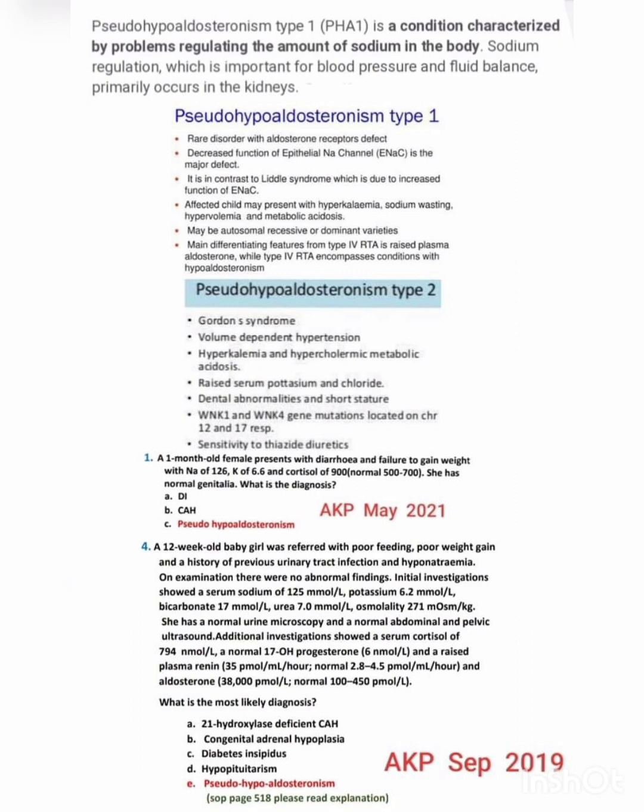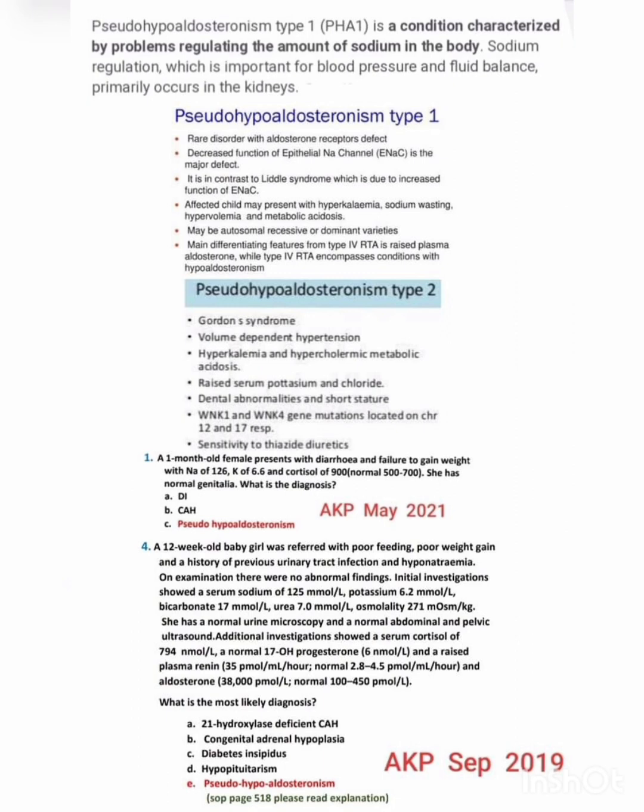And the next question is that a 12-week-old baby girl was referred with poor feeding, poor weight gain, and a history of previous urinary tract infections and hyponatremia. On examination, there were no abnormal findings. Initial investigation showed a serum sodium of 125 millimole per liter, potassium 6.2 millimole per liter, and bicarbonate about 17 millimole per liter. Urea is 7.0 millimole per liter. Osmolarity is about 271 milliosmol per kg. She has a normal urine microscopy and a normal abdominal and pelvic ultrasound.